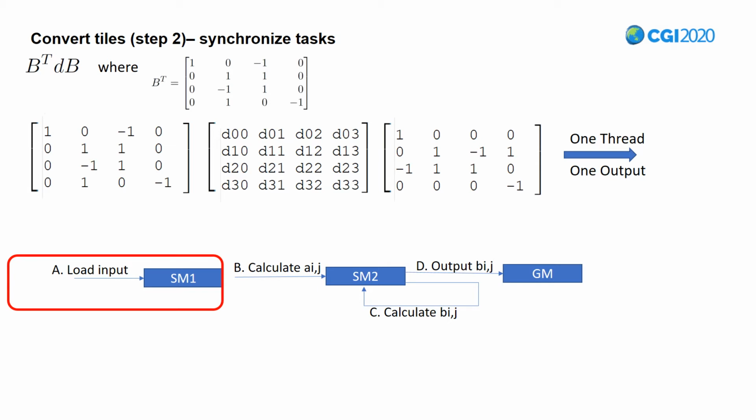Then the second step is to convert tiles. In the thread data mapping we used, one thread is responsible for one element, for loading and calculation. This step can be split into 4 tasks. Task A is to load the original layout CHW input feature map into the first shared memory.